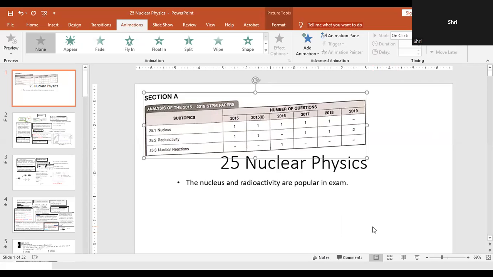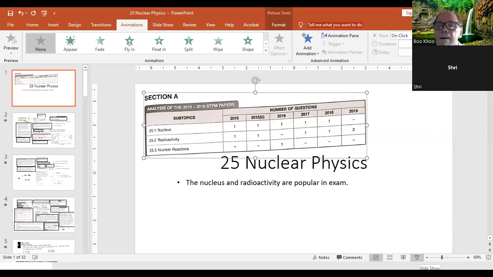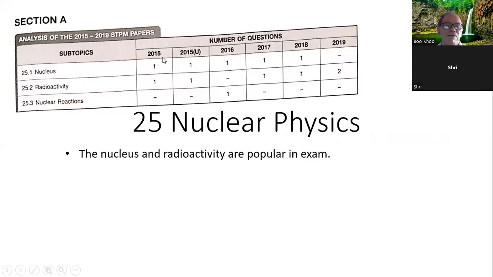So let us go to our last one, nuclear physics. Okay, let's have a look. Every year, at least 2 questions in this topic. What is common? Nucleus is common, and radioactivity is common. Nuclear reaction, maybe the calculation is more complicated lah, so maybe not suitable. Maybe that's why they have it in B and C lah. But these 2 topics are very common lah.